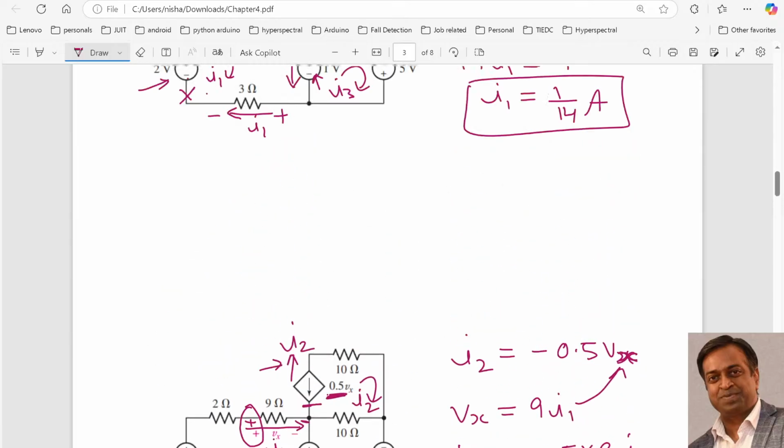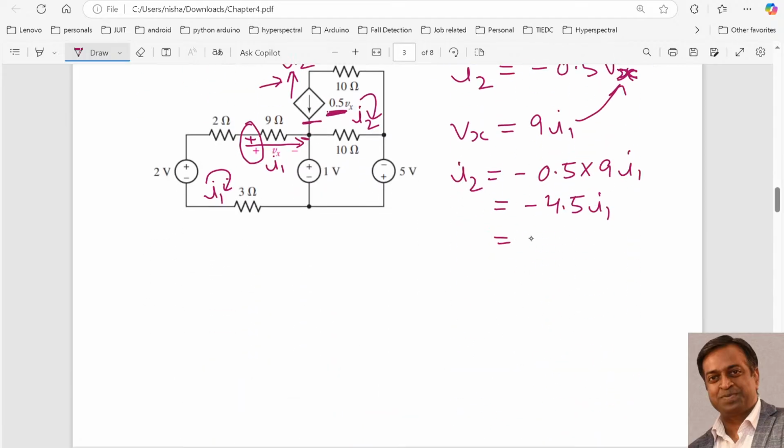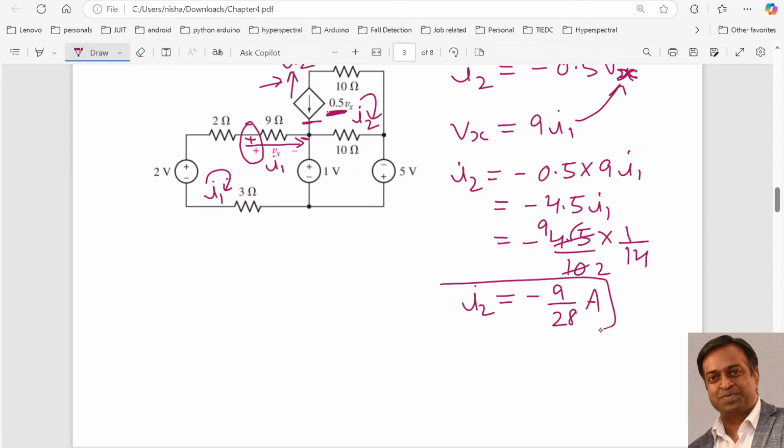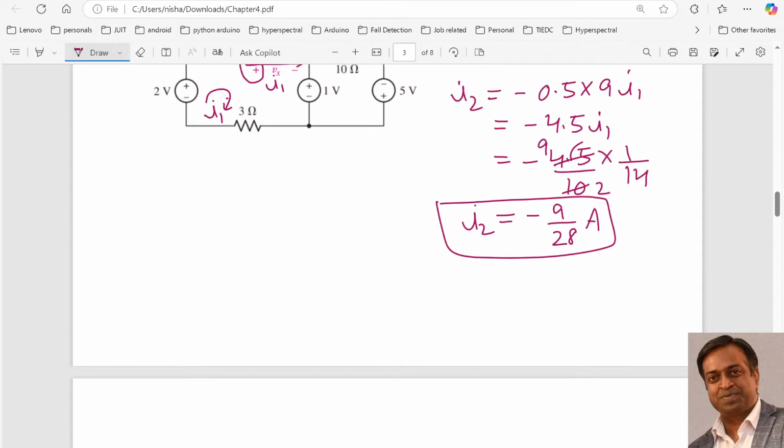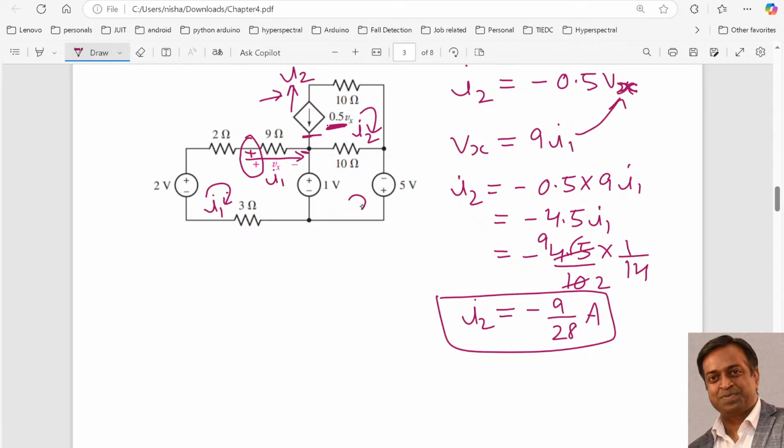So what I1 do I get? I get I1 as 1 by 14. So substituting this value 1 by 14, it will be 4.5 into 1 by 14. So it is minus 9 upon 28 amperes. So our I2 is minus 9 by 28. Right. Now after this we need to apply the loop current in this, which is I3.